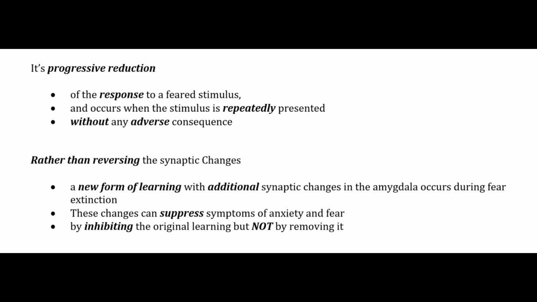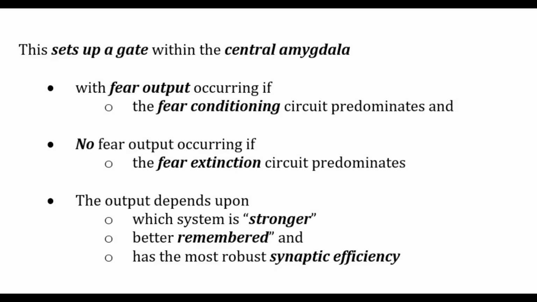Rather than reversing the synaptic changes, a new form of learning with additional synaptic changes in the amygdala occurs during fear extinction. These changes can suppress symptoms of anxiety and fear by inhibiting the original learning, but not by removing it. This sets up a gate within the central amygdala, with fear output occurring if the fear conditioning circuits predominate and no fear output occurring if the fear extinction circuits predominate. The output depends upon which system is stronger, is better remembered, and has the most robust synaptic efficiency.